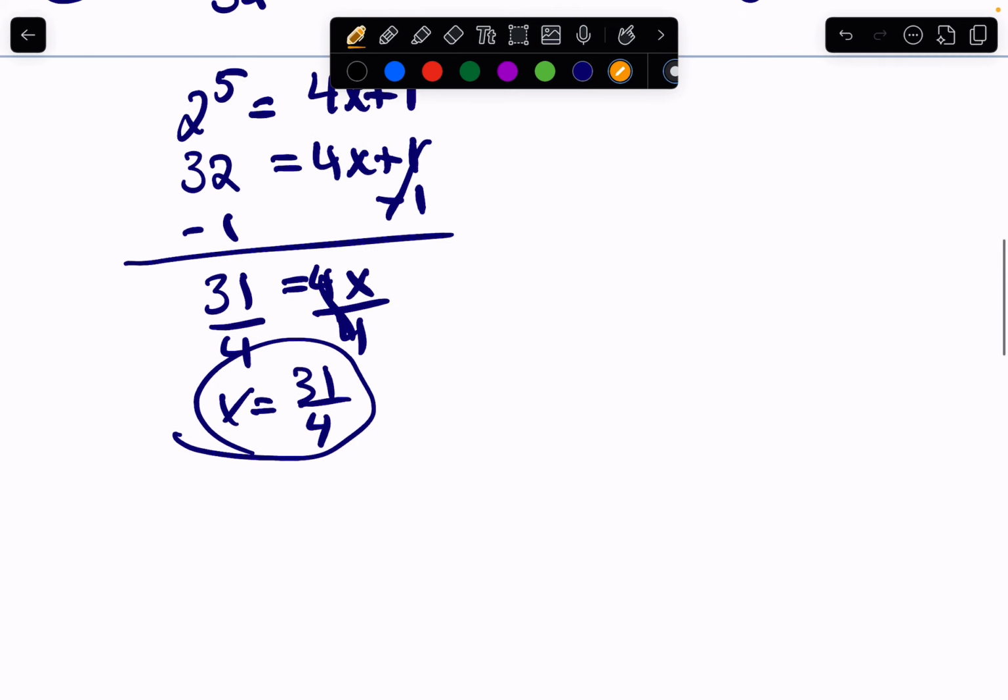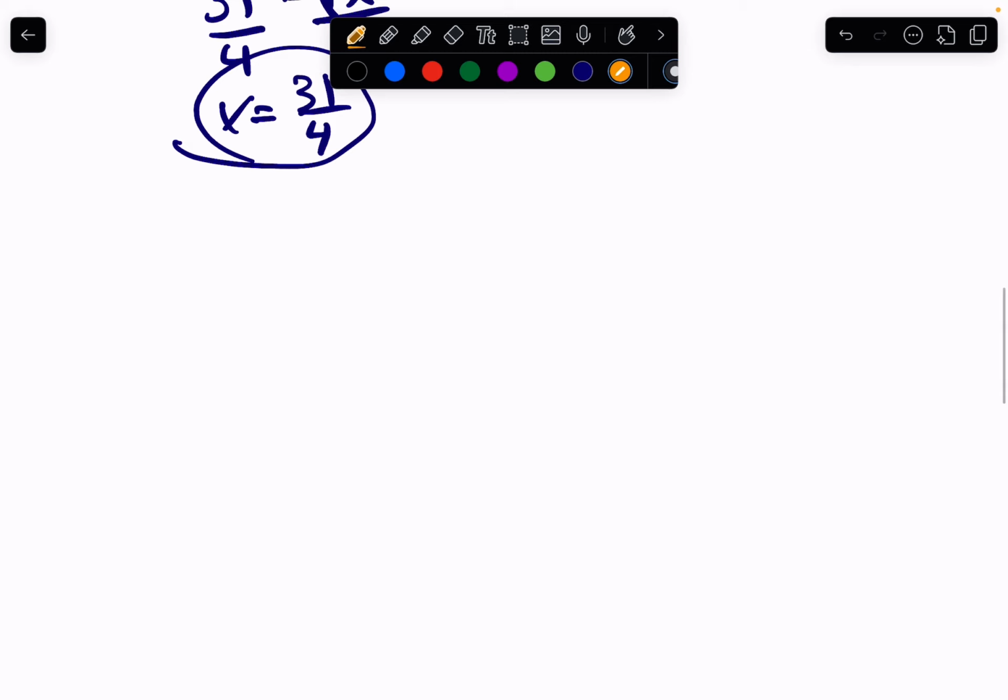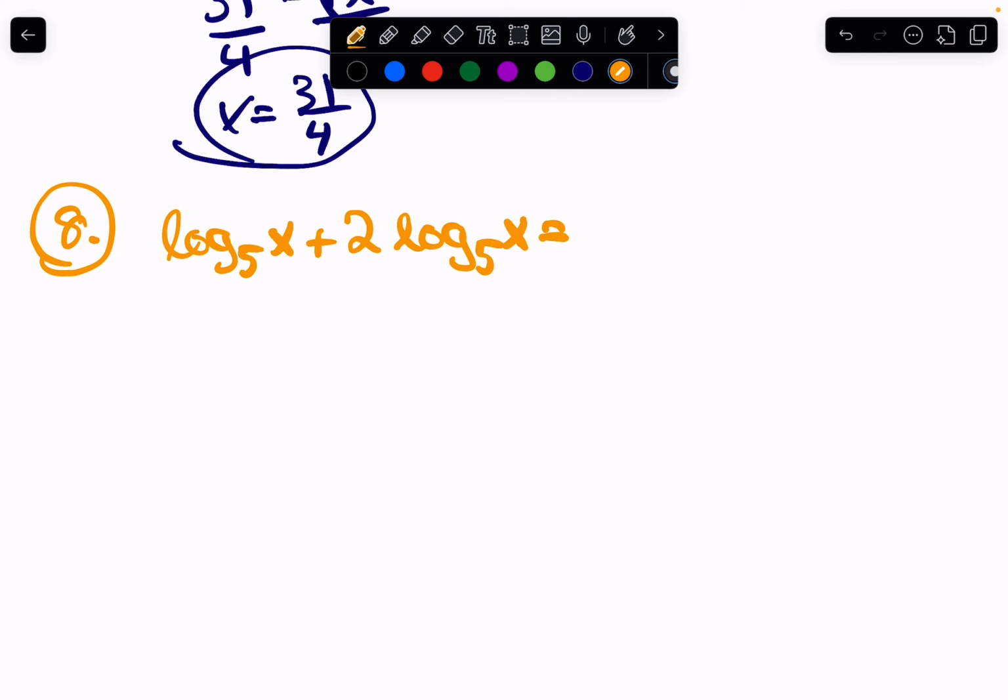All right, let's go on to number 8, which is log base 5 x plus 2 times log base 5 of x equals 3. Now, we're going to use the properties of logs.